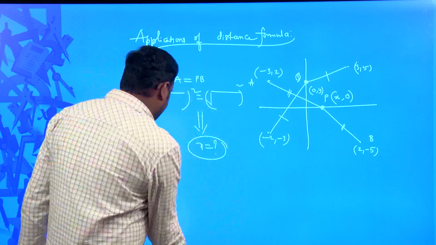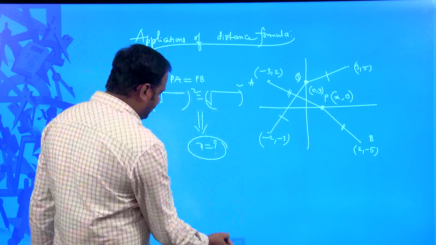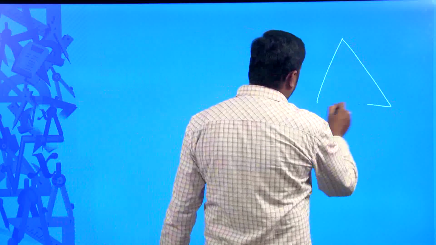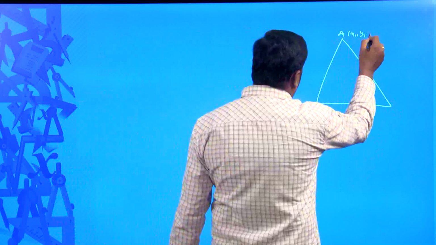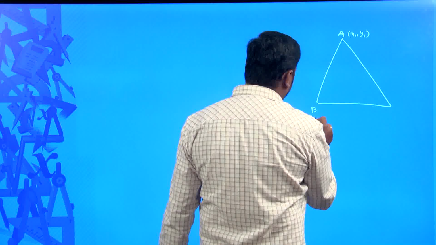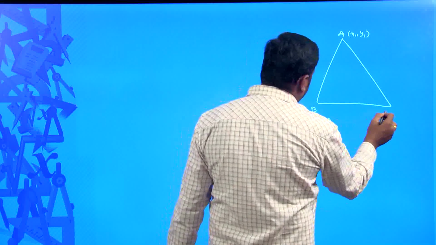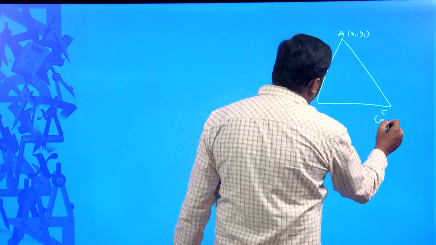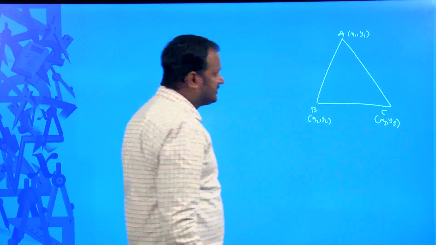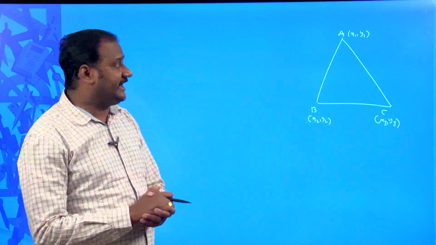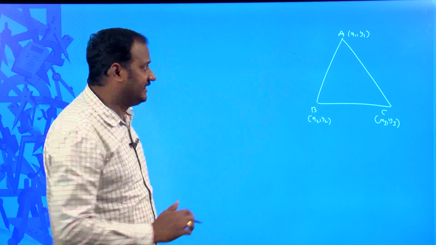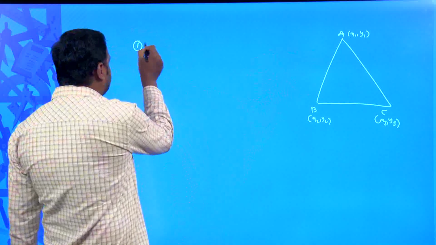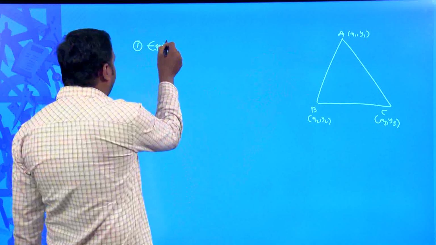And one more thing is, you will be given 3 points, okay. So, 3 points are given. The first point is A (x1, y1), the second point is B (x2, y2) and C (x3, y3). So, these 3 points are given. What are you asked? You will have to prove that these 3 points are the vertices of an equilateral triangle.